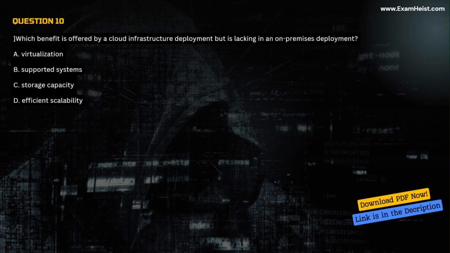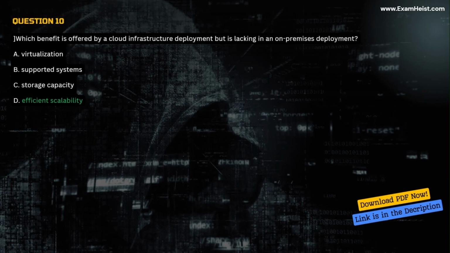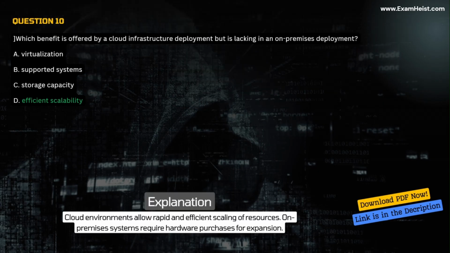A. Virtualization. B. Supported systems. C. Storage capacity. D. Efficient scalability. Correct answer D. Efficient scalability. Explanation. Cloud environments allow rapid and efficient scaling of resources. On-premises systems require hardware purchases for expansion.